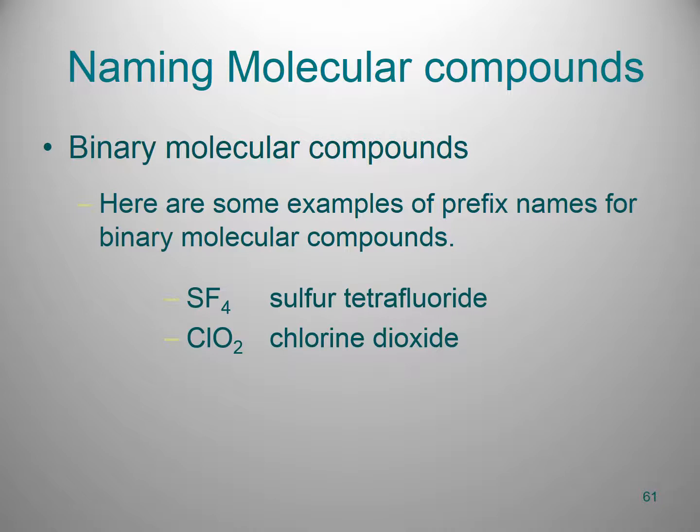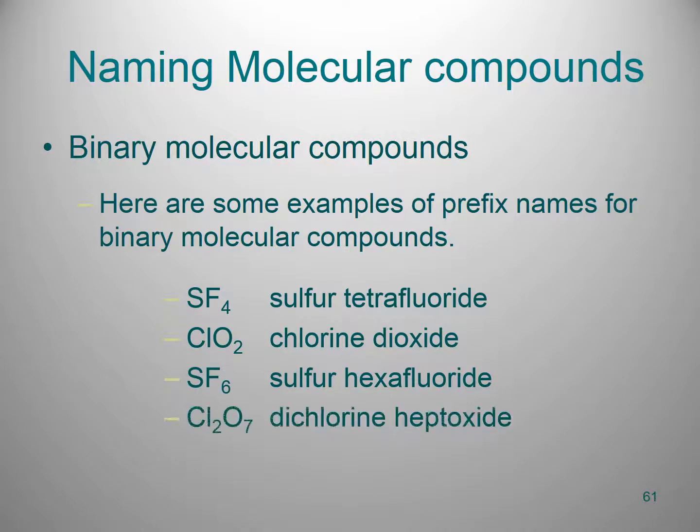Again, notice sometimes chlorine could be at the end, and so you could say chloride, but the first one always gets the regular name. Just like SF4 above, S sometimes can be at the end of a name and be sulfide, but in this case it's sulfur. Chlorine dioxide. Now SF6 is sulfur hexafluoride, because there are 6 fluorines. Note that if the first element has more than one, you do need to use the prefix. So this one would be dichlorine heptoxide.